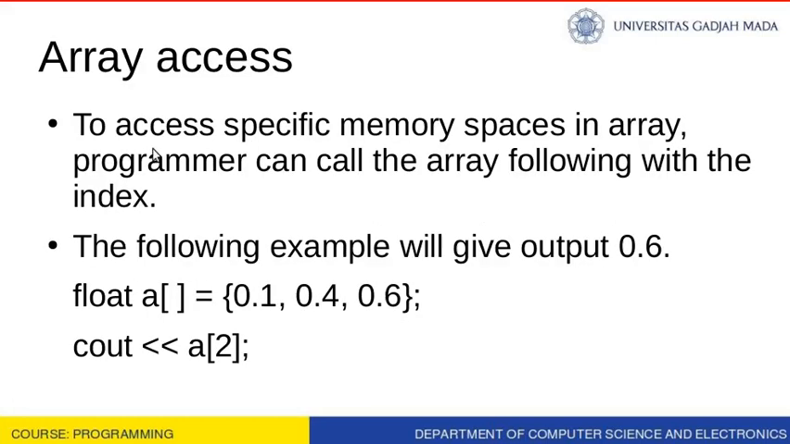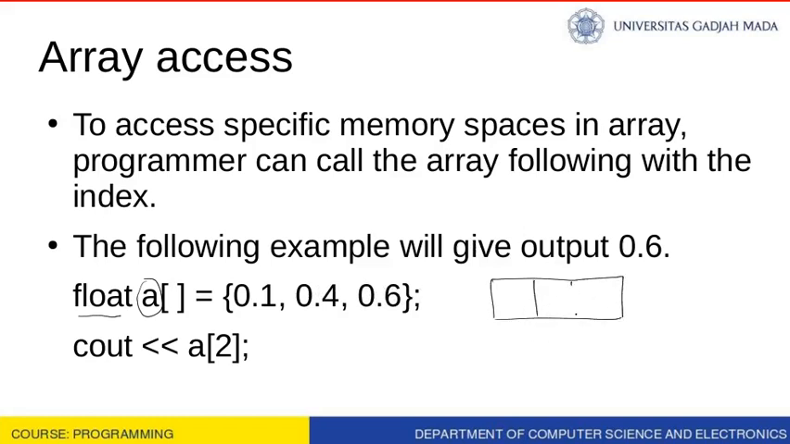And then how to access an array. So to access specific memory spaces in array, the programmer can call the array following with the index. So we can see this example. Suppose we have array with the name of A, and then the data type is float, and this is the number or the value of the array.